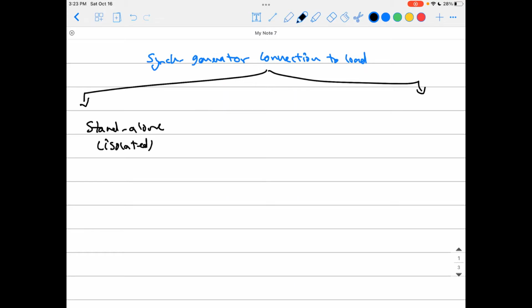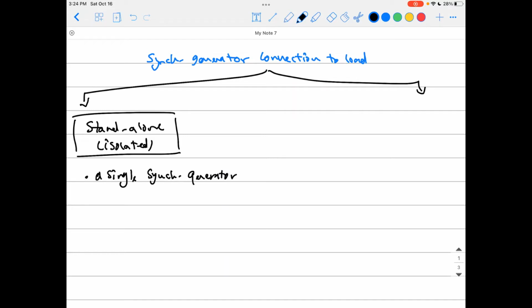So the standalone or the isolated mode, what we mean by it is just we're talking about a single synchronous generator feeding an isolated load. Okay, that is what I mean by this connection type, the standalone or the isolated mode.